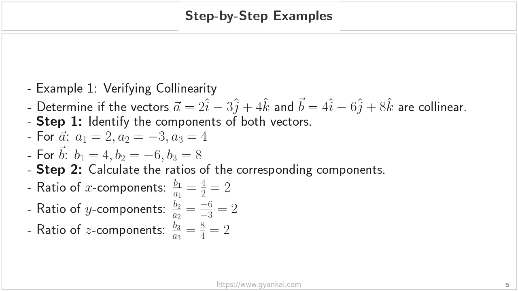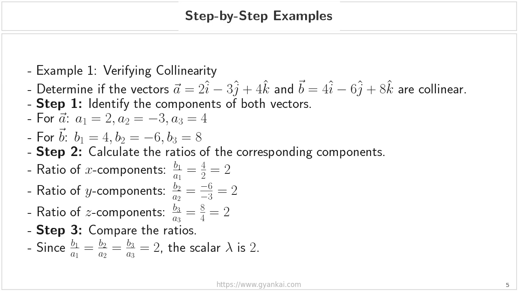Step 2 is the most crucial part. We need to calculate the ratios of these corresponding components. First, let's look at the ratio of the x components, which is b sub 1 divided by a sub 1. That gives us 4 divided by 2, which equals 2. Next, let's find the ratio of the y components, which is b sub 2 divided by a sub 2. That is negative 6 divided by negative 3, which also equals 2. Finally, let's check the ratio of the z components, which is b sub 3 divided by a sub 3. This is 8 divided by 4, which results in 2.